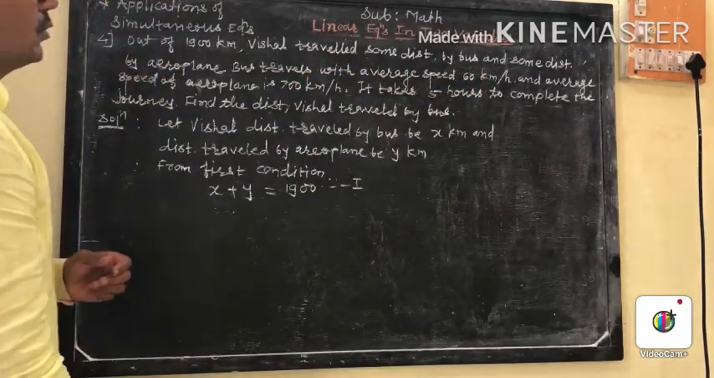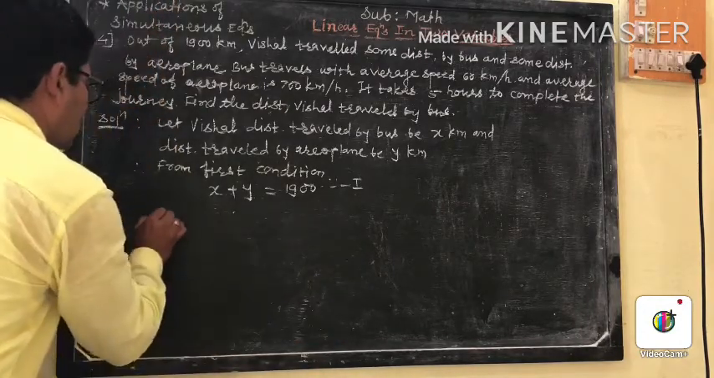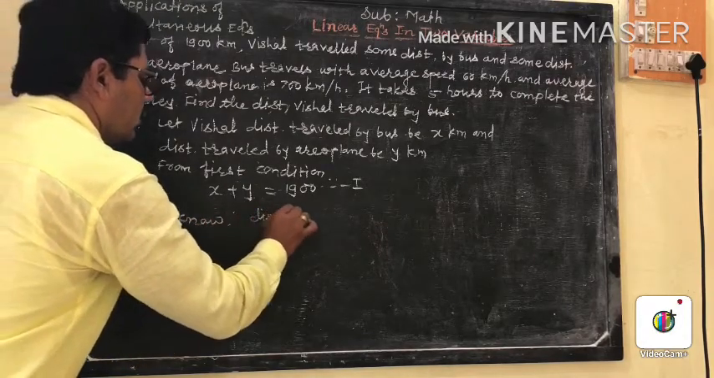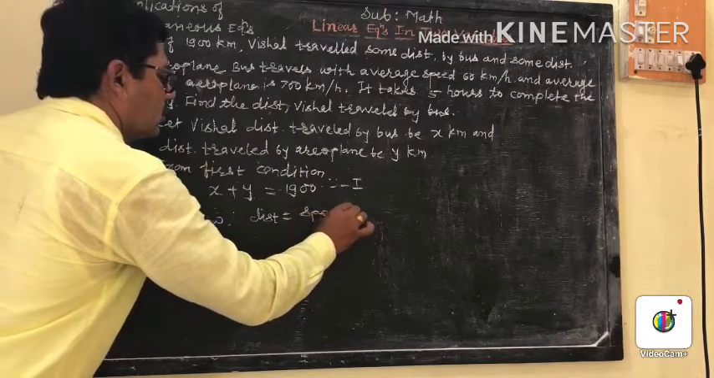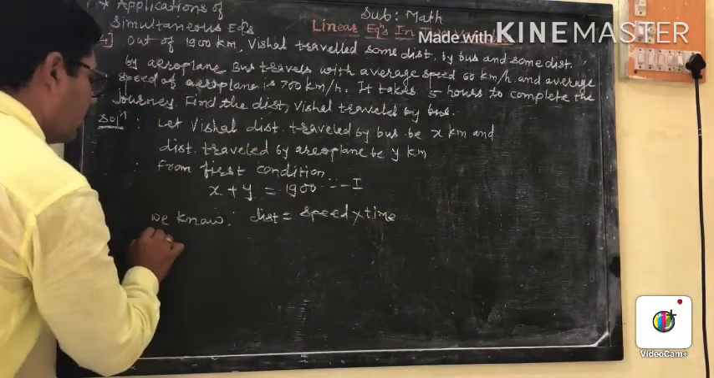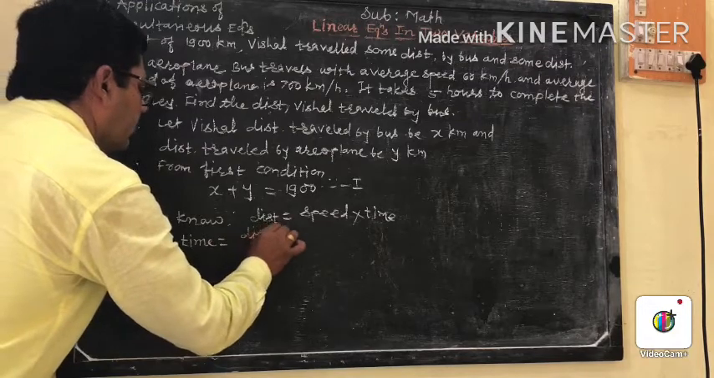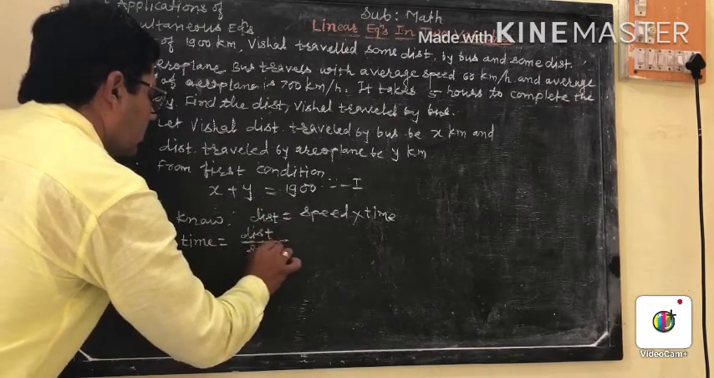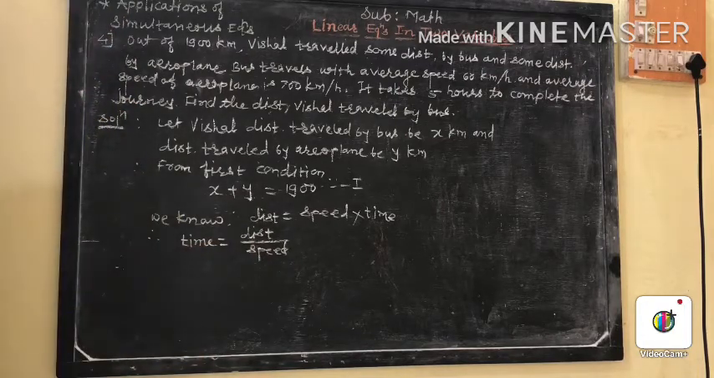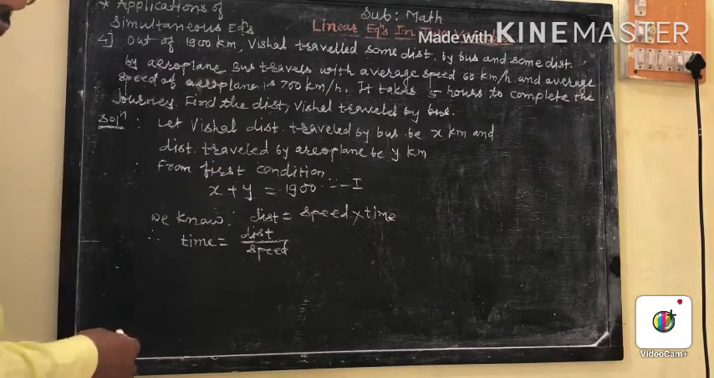Now first, you know the formula: distance is equal to speed into time. Therefore, the time is equal to distance divided by speed. You can find out the time taken by Vishal traveling by bus.